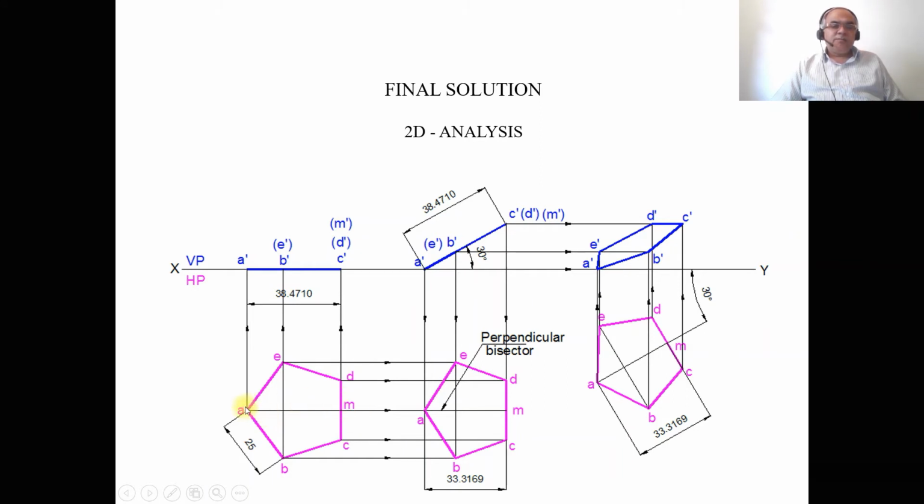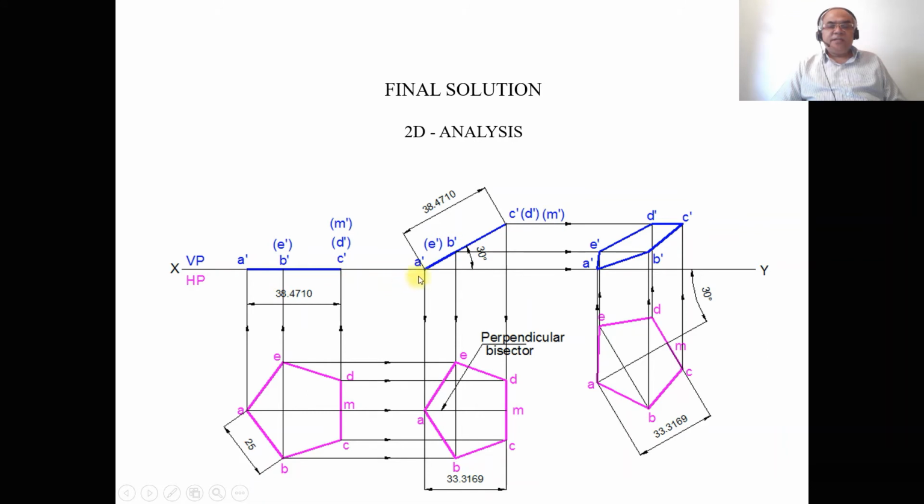Then you draw a vertical projector from A to the XY line, and B and E to the XY line, and C, D, and M to the XY line. And then, as we see from the front view, ABC is near to the observer, so A dash, B dash, C dash is visible. M, D, and E are away from the observer, so you mark these as D dash in bracket, M dash in bracket, and E dash in bracket. Join A dash to C dash with a dark line.